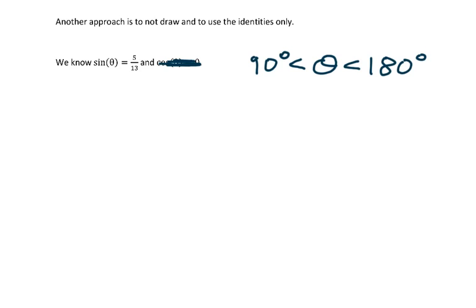So again, what we're going to do is the same thing. We want to calculate cosine of theta and tangent of theta. Remember, we know that theta is between 90 and 180 degrees, right? So just like before, theta is in quadrant 2. The only one that's going to be positive is sine. We're looking for cosine and tangent as well. They're going to be negative.